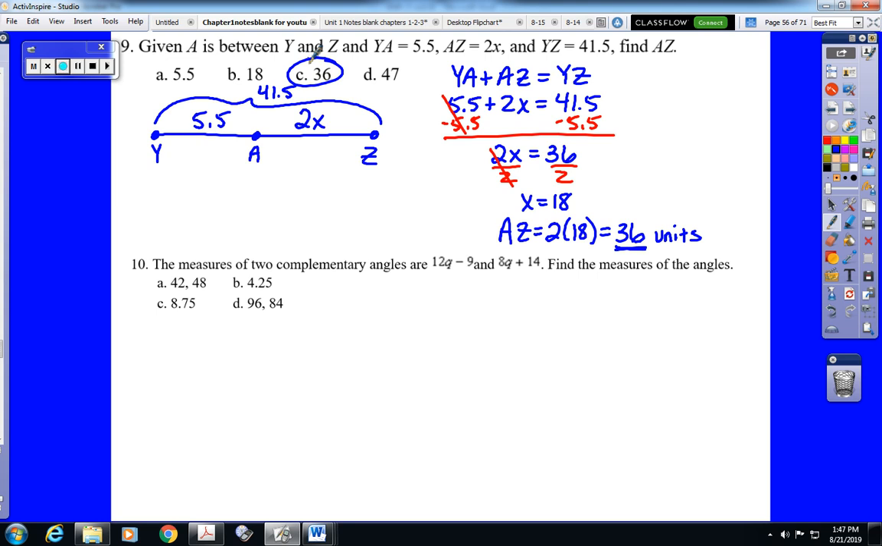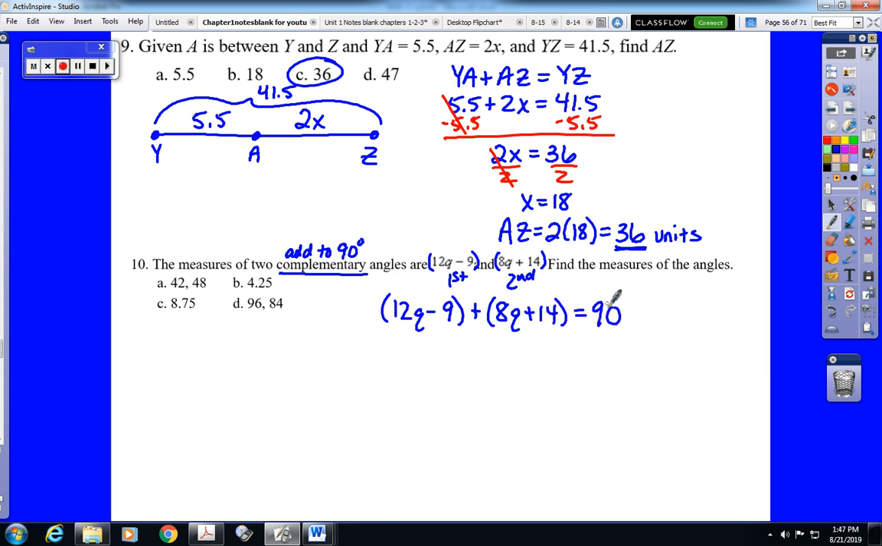Okay, on the next one, we have the measures of 2 complementary angles, which means that they add to 90 degrees. And then they tell us those. Here's our first angle, and here's our second angle. So we're going to add those together. 12q minus 9 plus 8q plus 14, and that sum has to be 90 degrees. Now the parentheses are only there for effect. We don't have to do any multiplication or anything like that. We should be adding these together. 12 plus 8 is 20q. Negative 9 plus 14 is positive 5 equals 90.